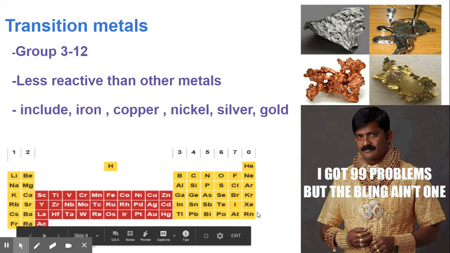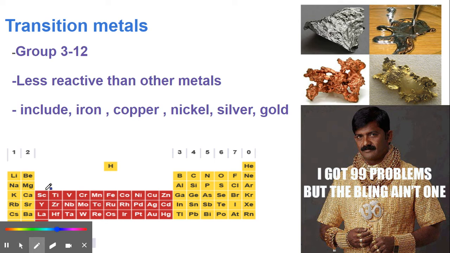All right, next slide here. Then we have the transition metals. The transition metals are this entire group here. It's a lot of the common metals that you hear of, such as iron, copper, nickel, silver, gold, and so forth. So this whole group here, that whole D block, those are our transition metals.